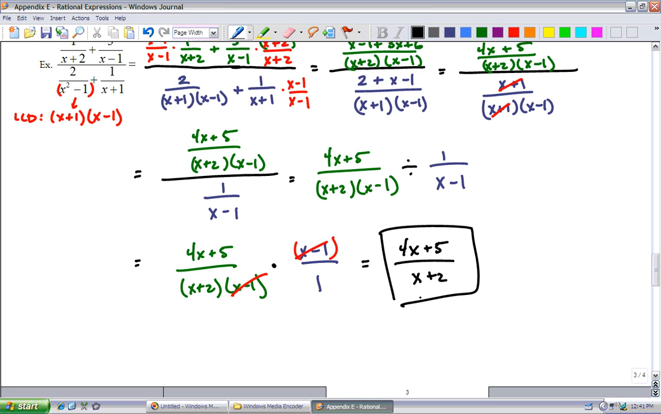In this problem, it's a little tricky, but you go up to the original problem and you'll realize that x could not equal -2 or plus or minus 1.